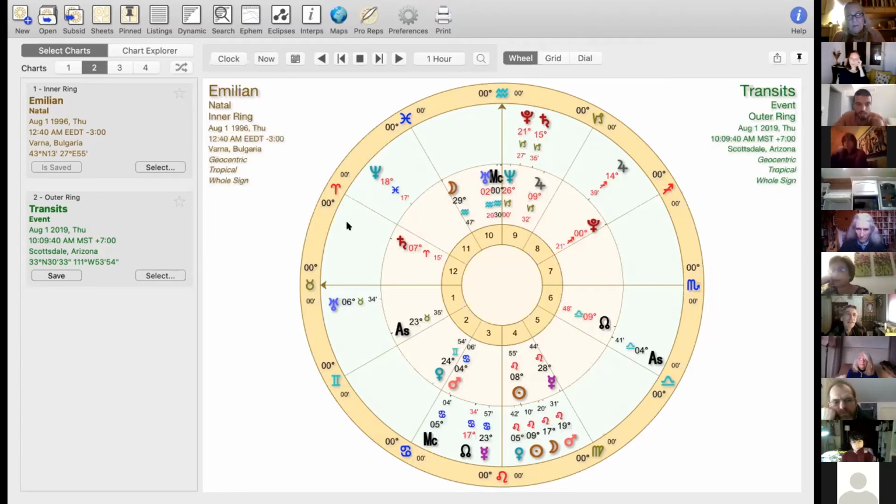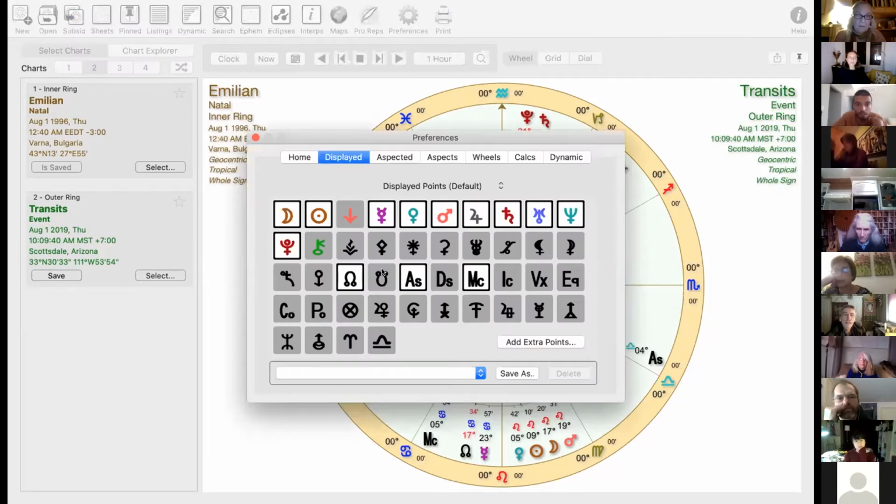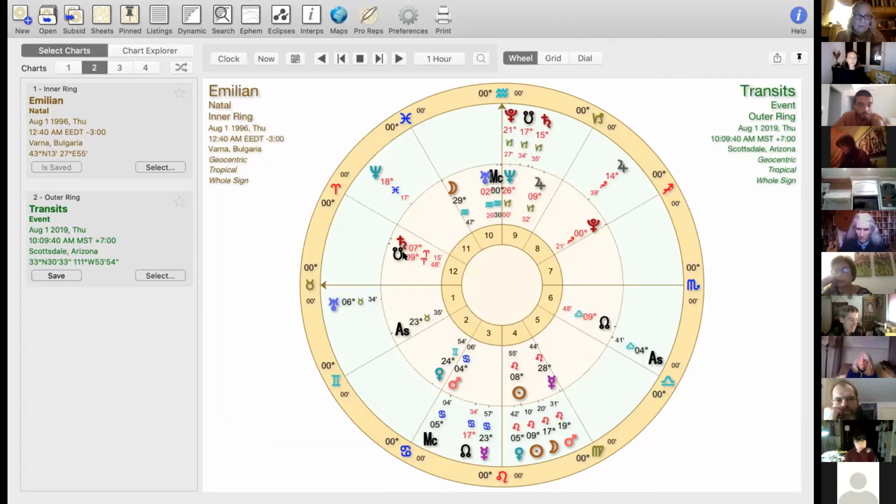And another interesting thing here is that Saturn is here together with the South Node.